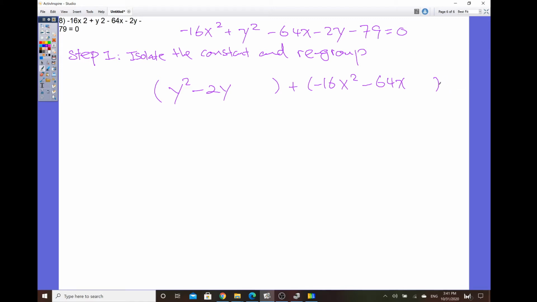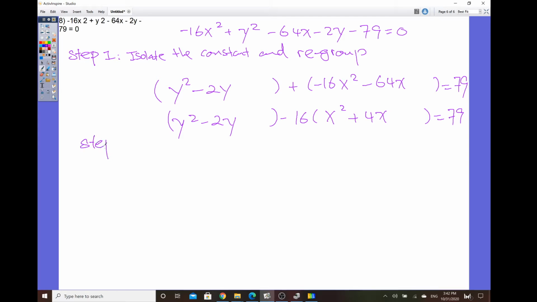So we want to take that to the right hand side, so we have positive 79. Now before you complete the square, make sure you pull out any greatest common factor, in terms of the coefficient. So y squared minus 2y, just rewrite it, and then take out negative 16, so we have x squared plus 4x, and then blank. So that equals 79.